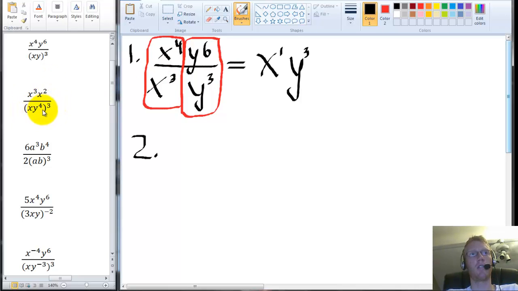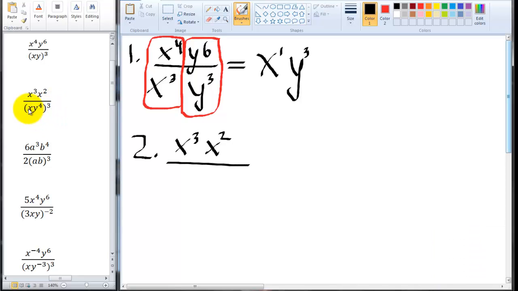the numerator. So I'm just going to rewrite the numerator. I'm not messing with that yet. X to the 3rd times x squared. In the denominator here, I've got a power of a power. So this x right here, there's only one of them, but this whole expression is happening 3 times. That's what the exponent on the outside means. So I'm going to have x to the 3rd power.